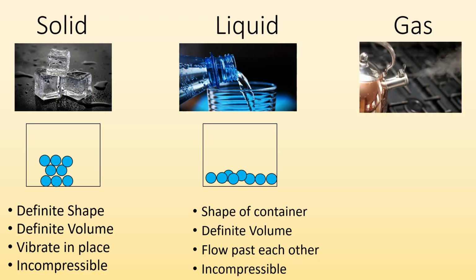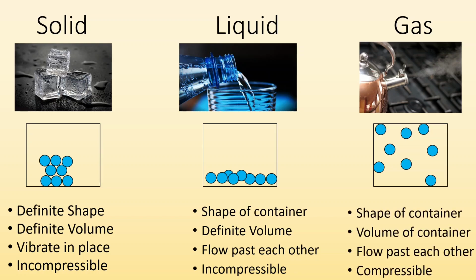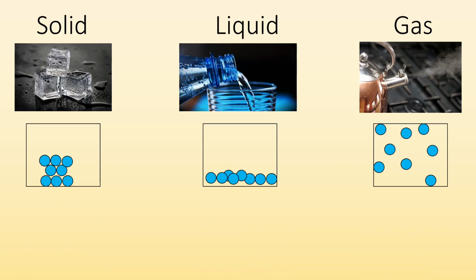Whereas gases, think about steam coming off your teapot. All those particles are really spread out. They take the shape of their container. They take the volume of their container as well. They flow past each other, and they're compressible because there's all that empty space between the gas particles.